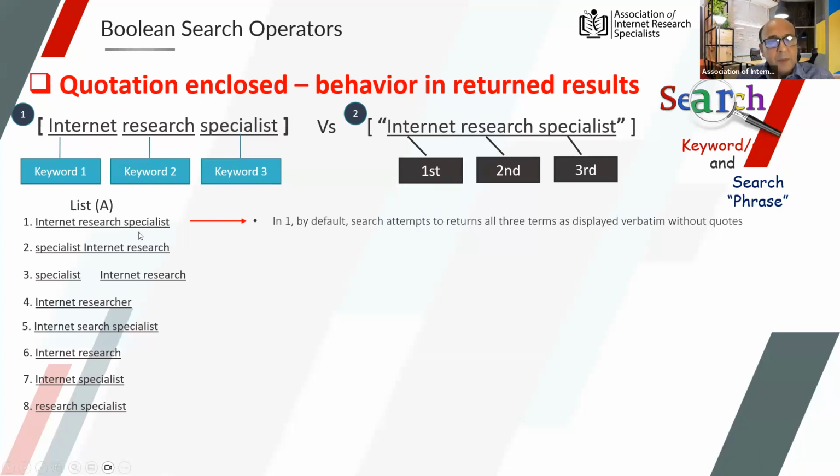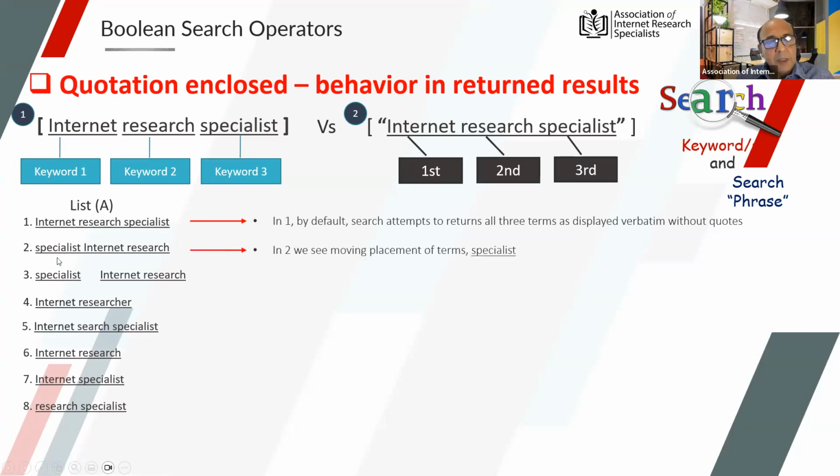In the list, you could see first, by default, search attempts to return all three terms as displayed verbatim without quotations. So it is assumed to have a plus sign in between all three of these, or at least two plus signs placed here. Not that you have to do it, but it is assumed. It is the default action of the search. But at the same time, it cannot enforce it. It wouldn't guarantee that all three would appear in the same sequence.